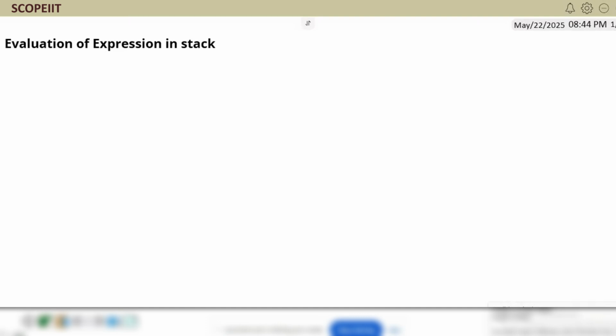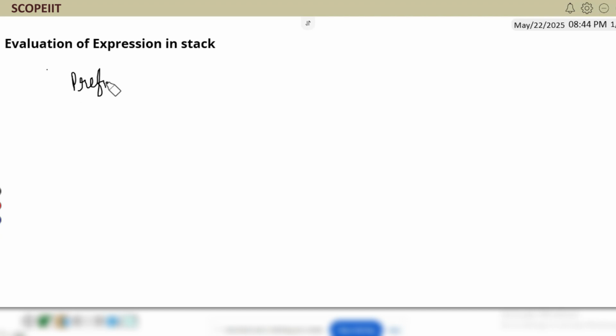Today we will discuss evaluation of expression in stack. If they have given you any expression and the values of the alphabets, how do you solve that expression using stack? The expression can be either prefix or postfix. First of all, you should know the rules to solve that type of expression.